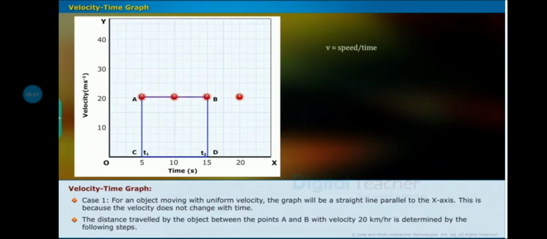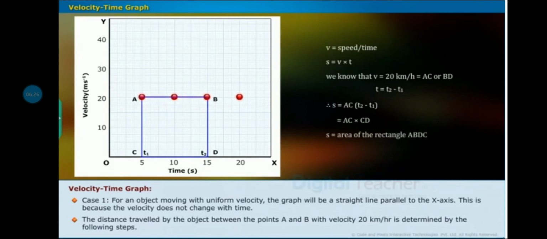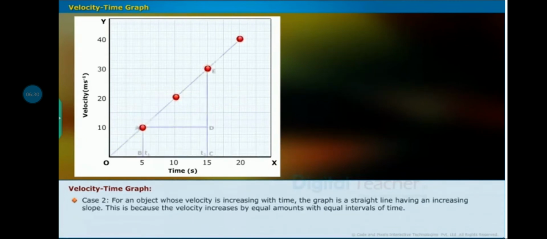V is equal to S by t, so S is equal to Vt. We know that V is equal to 20 km per hour, which is equal to AC or BD. Check in the graph, t is equal to t2 minus t1. Therefore, S is equal to AC into (t2 minus t1), which is equal to AC into CD, or S is equal to the area of the rectangle ABDC.